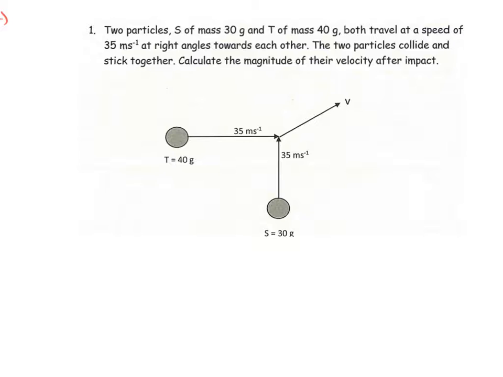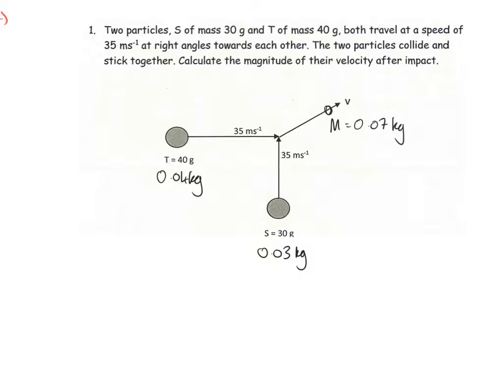Let's consider this question here. Pause the video and have a read of it. So we have these two balls or particles coming together. First of all, I'm going to convert their masses into kilograms because that's the SI unit. I just like kilograms. There we are. They also stick together, so we know the mass of this object is going to be those two added together, so 0.07 kilograms.